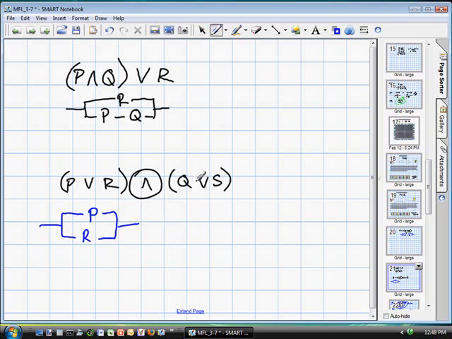Okay, and then over here, Q or S, isn't that a stack again? Same deal. And then aren't these two stacks ANDed? So aren't the two stacks side by side? So all I have to do is connect these. And then make sure you have a beginning and an end. Wiring diagram complete. Now I have to tell you, the book does it just slightly differently.